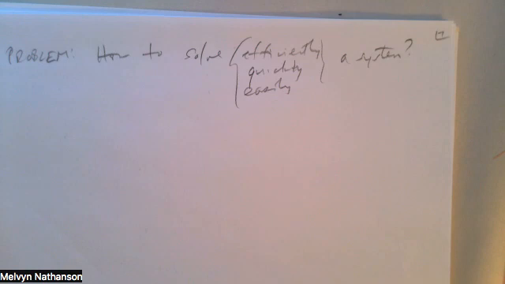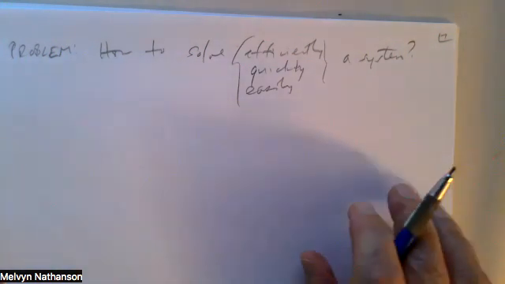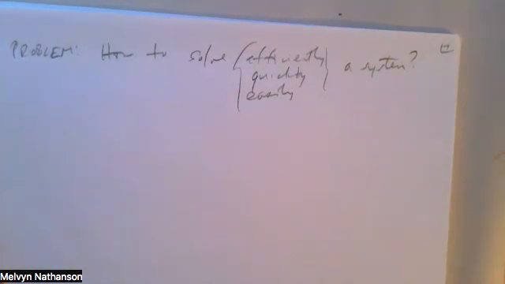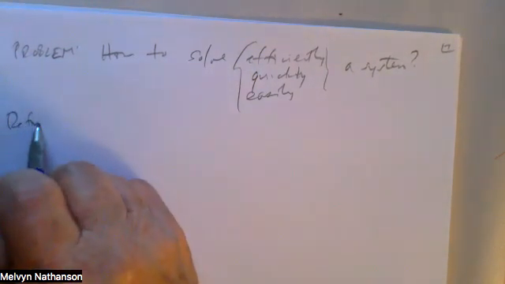So the idea is the following. You have a system of equations, and you want, in some sense, to simplify it. You want to get another system that has the same solutions, but it's easier to solve. So this requires a very important definition.